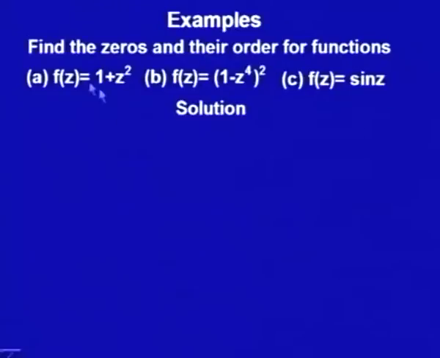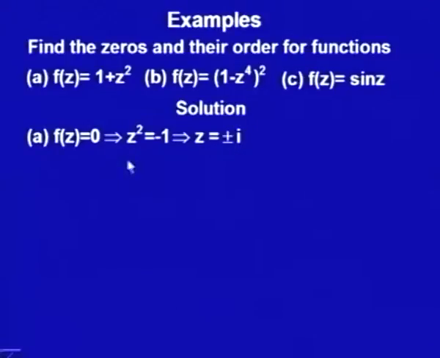Function f(z) is equal to 1 plus z square. When it would become 0, we would just equate it to 0 and solve the equation. So, we would get that 1 plus z square is 0. This says z square is equal to minus 1. This says that it would be 0 at z is equal to plus or minus i.